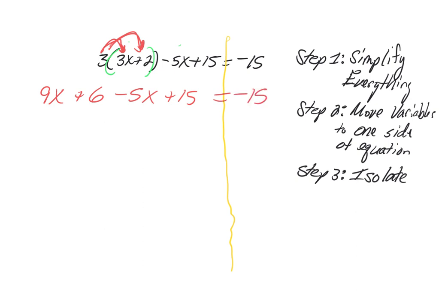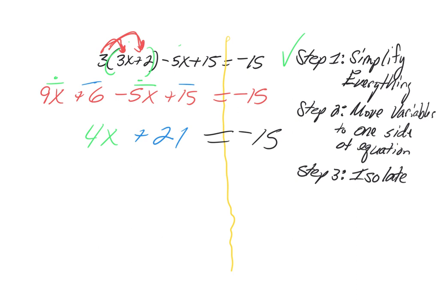All right, so I'm starting to simplify everything, but I'm not fully done yet because I see I have the same variable on one side, and then I see I have constants on the same side. So that means I need to combine my like terms. Well, 9x minus 5x will give me 4x, and 6 plus 15 is going to give me plus 21. And then this is equal to negative 15. All right, so I'm now finished simplifying everything. There's nothing else I can combine. There's no multiplying. So I performed all the operations I can on each side of my equation.